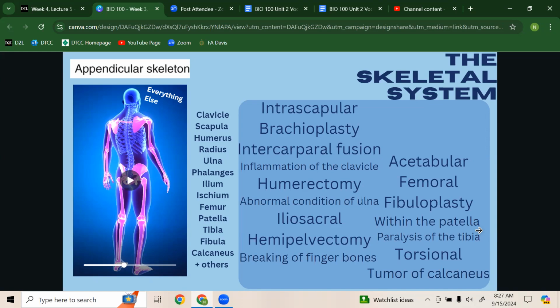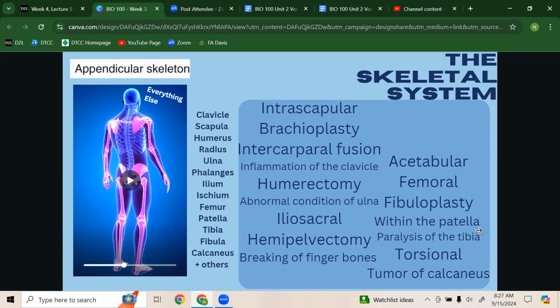All right, torsional. Torsional means to twist or a twisting force. So bones are very weak against torsional forces. They do not handle twist or rotation well. They're great against stretch. They're great against compression, but twisting is usually what results in a fracture.